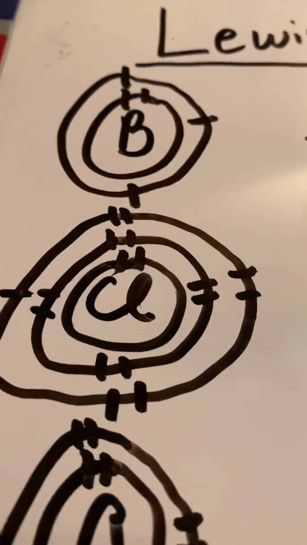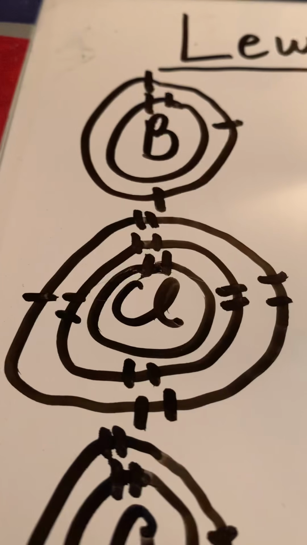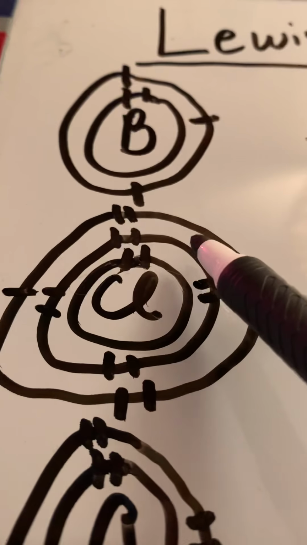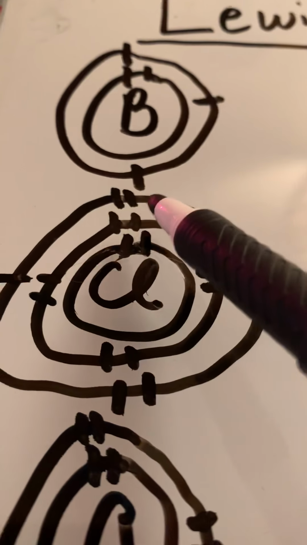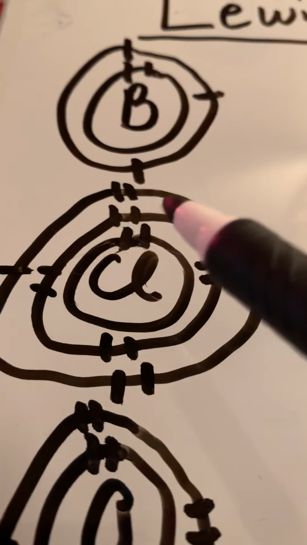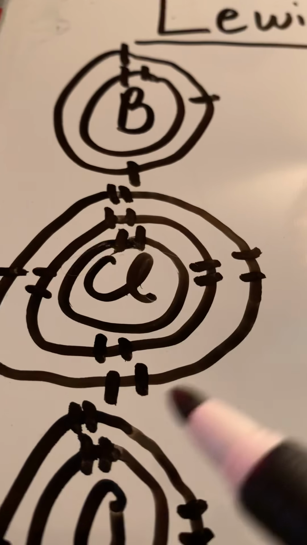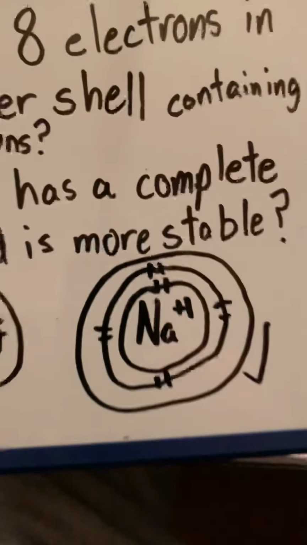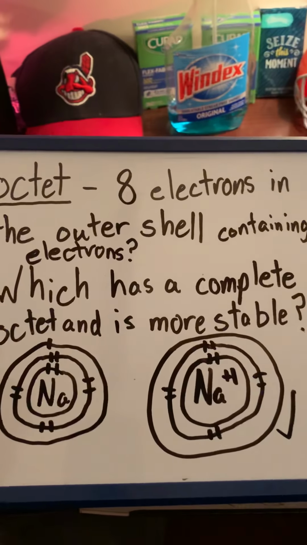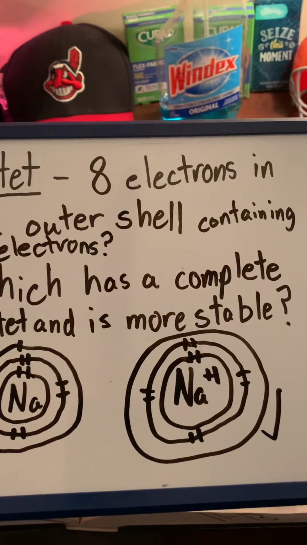Go to chlorine, Cl. So with chlorine, you'll see it has 2 completely full electron levels. First one being 2. The second one has that complete octet. It has 8. 1, 2, 3, 4, 5, 6, 7, 8. Once again, what's an octet? An octet, 8 electrons in the outer shell containing electrons.